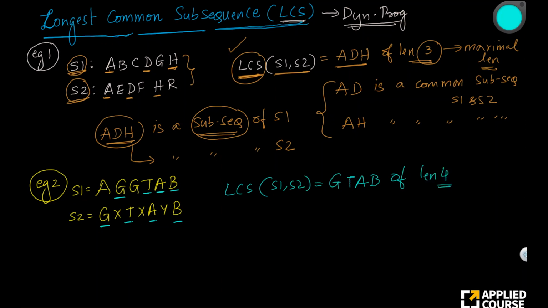Because look at this, GTAB is a subsequence of S1, and GTAB is also a subsequence of S2. And you can't find a longer subsequence of length more than 4. There may be another subsequence of length 4, but nothing larger than length 4. So this is the core idea of the longest common subsequence.